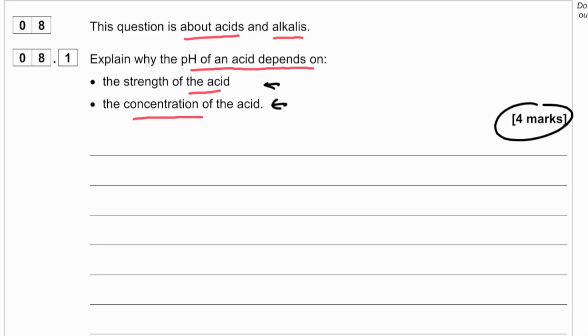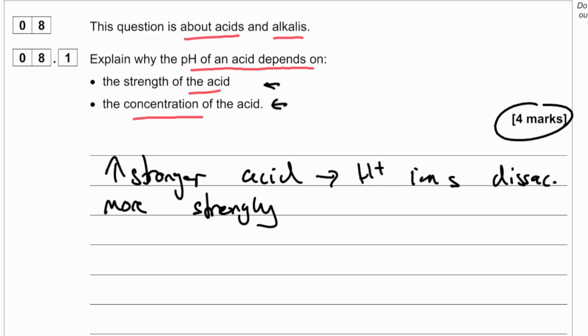So the first thing, let's deal with the strength of the acid. When you have a stronger acid, what does that mean? Well, when an acid is stronger, so a strong acid compared to a weak acid, essentially the hydrogen plus ions, or the H+ ions, dissociate more strongly. And this is important because the pH depends upon the H+ ion concentration, or the hydrogen ion concentration. So if you have a higher concentration of hydrogen ions, that means your pH is going to be lower.